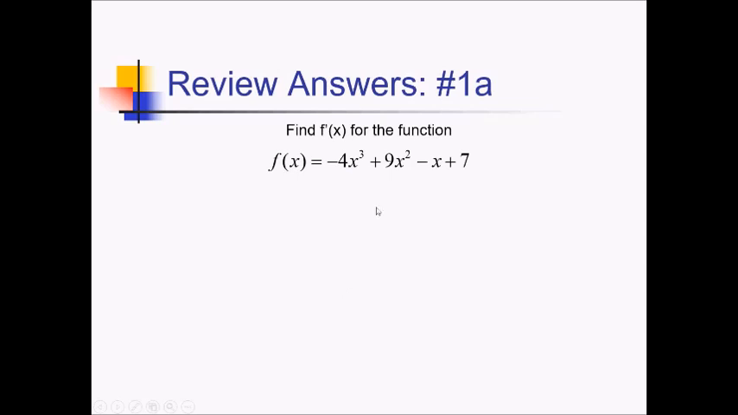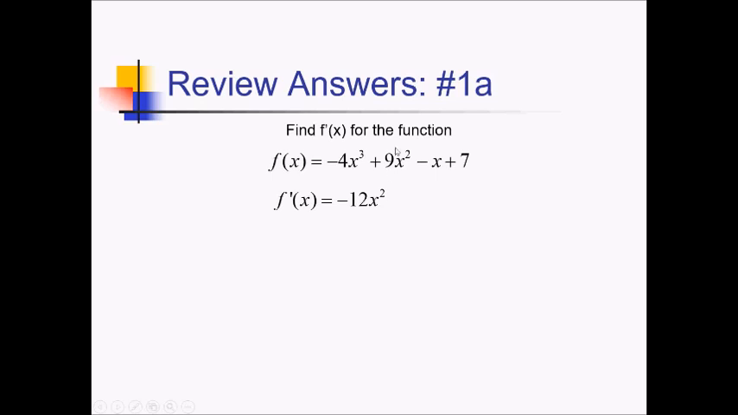So on this problem, we're just trying to find the derivative of this function. Since these are all power functions, all power terms here, we can just use our power rule. To use that, we multiply the exponent by the coefficient. So 3 times negative 4 is negative 12. And then decrease the exponent by 1. So this would be negative 12x squared. And remember, you can only do this when you have a constant exponent.